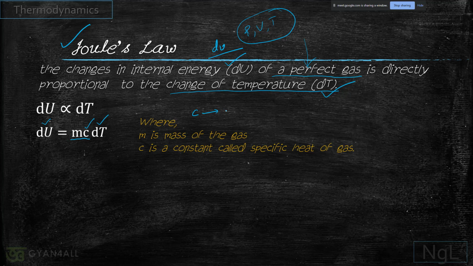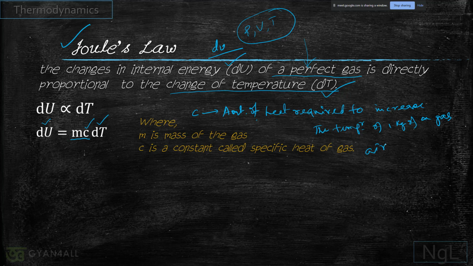c is the amount of heat required to increase the temperature of 1 kg of a gas.